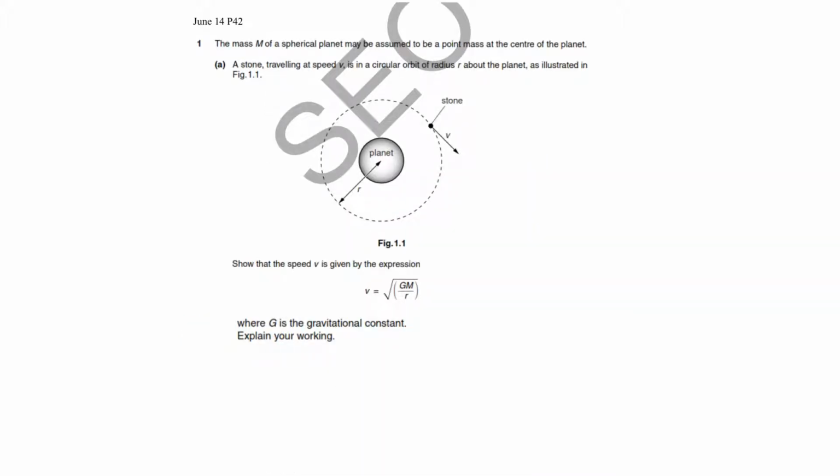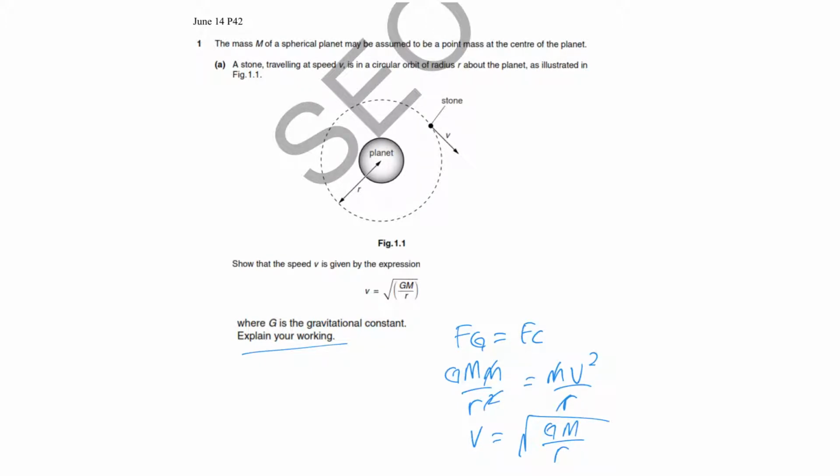Right, for the next part, they want you to again show the speed. I already showed you in the previous question. So explain the working, say in words, gravitational force equals centripetal force. So GMm over R squared equals mv squared over R. Cancel one m, one R, and for v you will get the square root of GM over R.